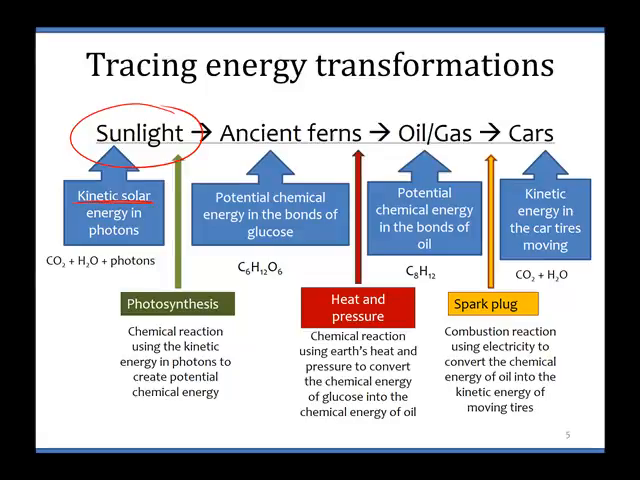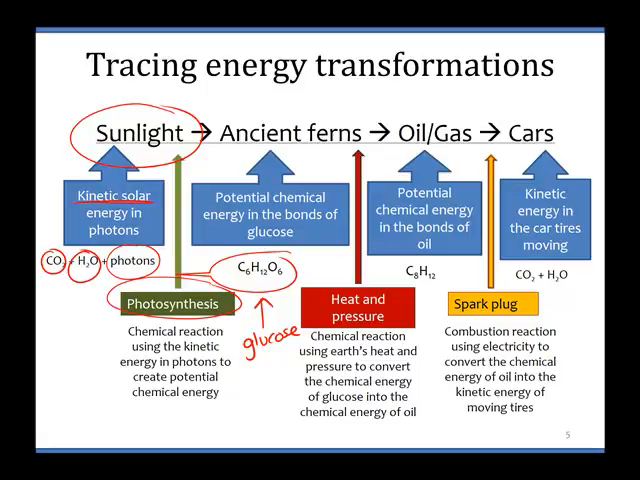Using the power of sunlight, plants, through the process of photosynthesis, will take in carbon dioxide and water, plus the photons from the sun, and make this molecule right here. And this molecule is, of course, our good friend glucose.